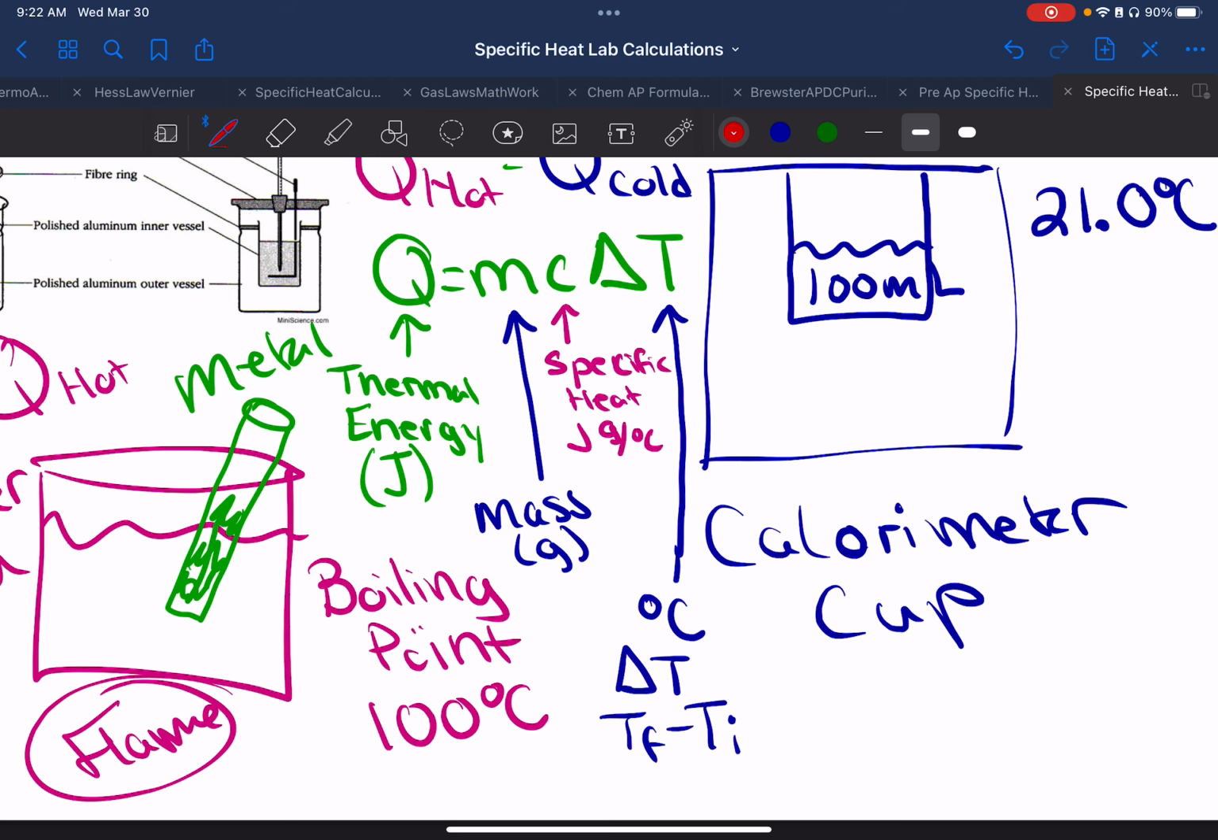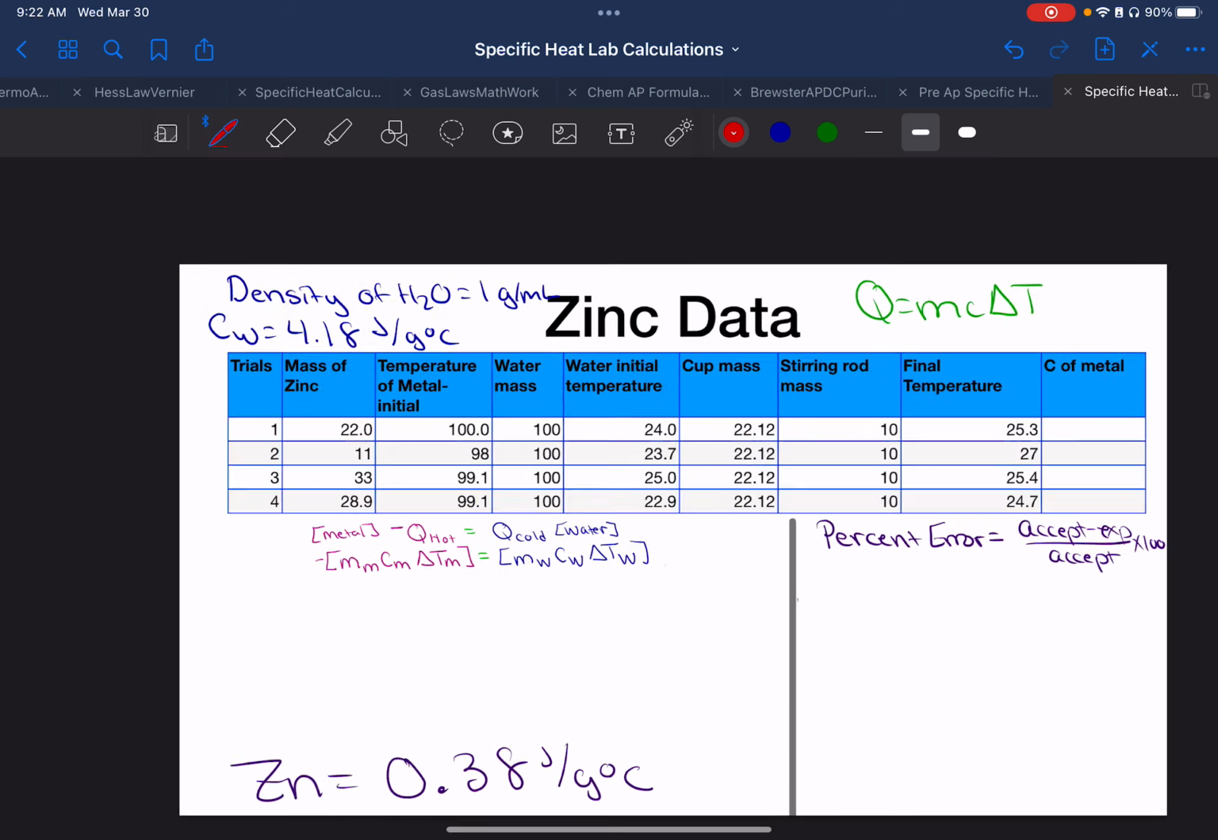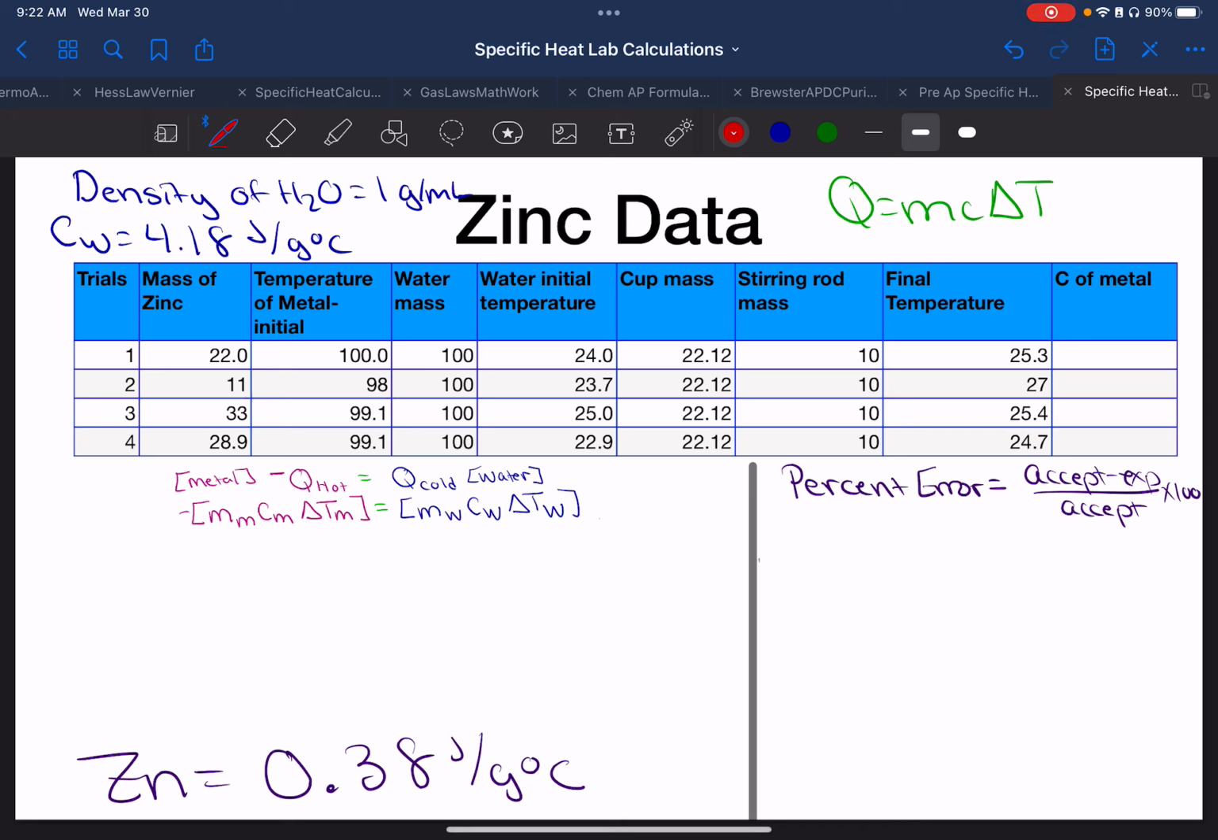Okay, so I'm going to take a sample data. This is for the academic kids, and this is how the academic kids will be doing their calculations. So I'll put a mark here: this is academic. There are two sets of calculations we're doing. We're going to calculate our C, and we're going to calculate our percent error.